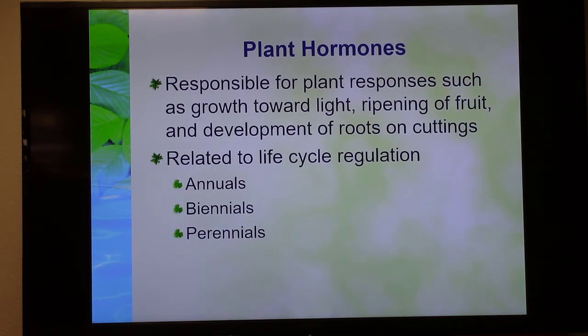Growth toward light, ripening of fruit, development of roots on cuttings, those are the kinds of things. Related to life cycle regulation, when is it time to grow tall? When is it time to bloom? A lot of those things are triggered by light, but affected by hormones. The light causes cells to make hormones, the hormones cause the plant to flower or whatever they're needing to do.